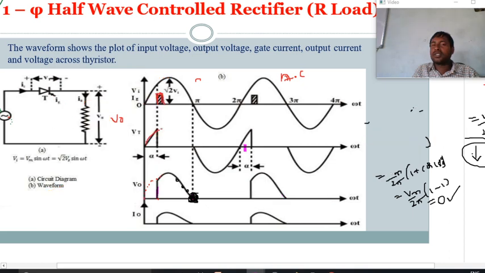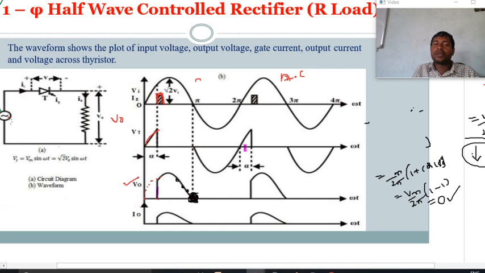And also when the firing angle decreases, the output voltage is increasing, and according to that, the output current will be increasing. The output current I output is equal to V output by R. So this waveform will be similar to the output voltage waveform, but the magnitude will be reduced, since we are dividing by R.